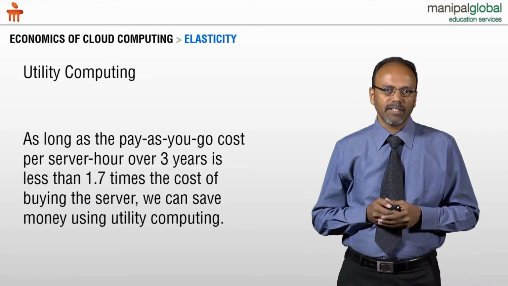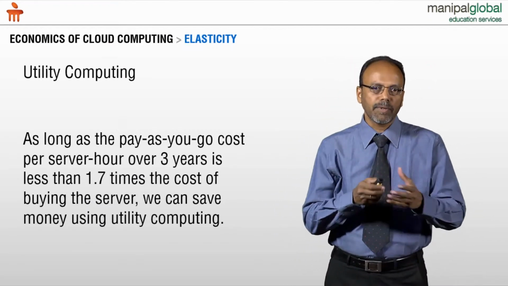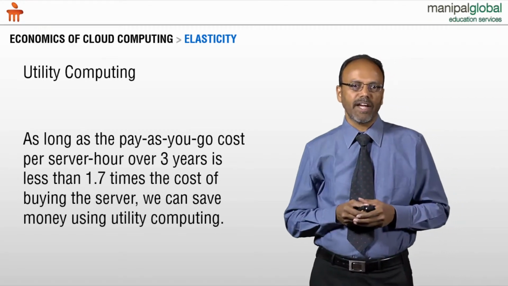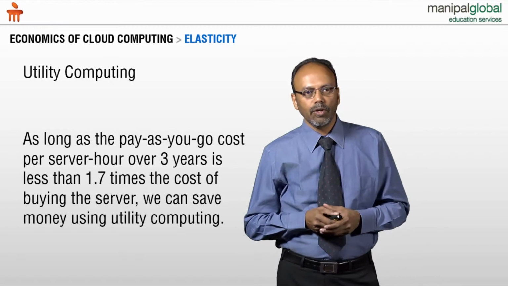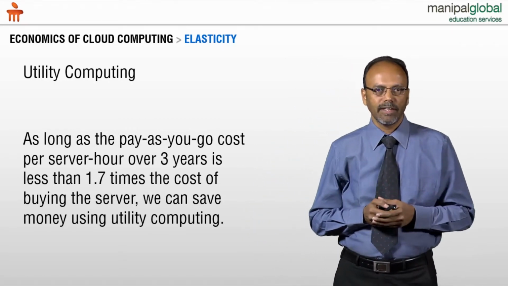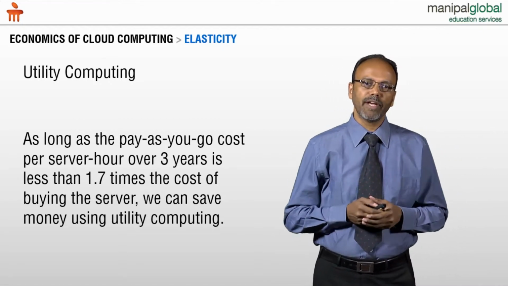If you adopt the model called pay as you go, and the cost per server hour over 3 years is less than 1.7 times the cost of buying the server, we can save money using utility computing. Otherwise, utility computing or elasticity is something which is going to be helpful for you.